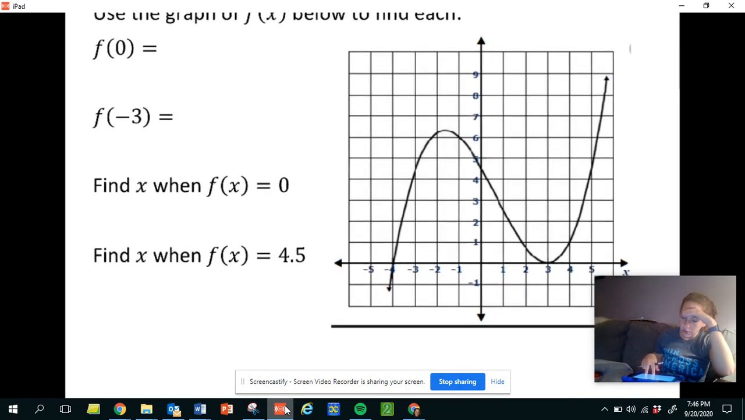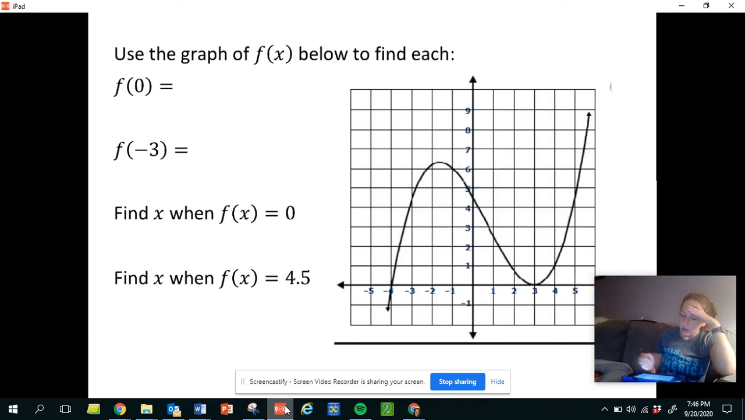Okay, last thing, function notation with a graph. So the important thing here is just to know, are they giving you x or y?